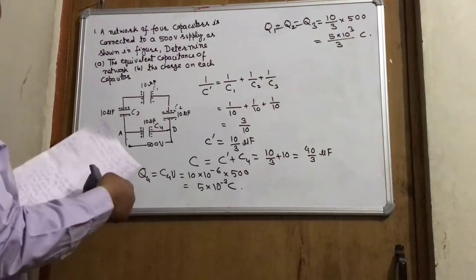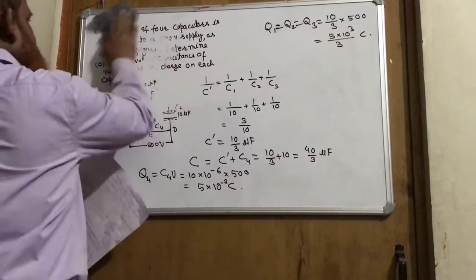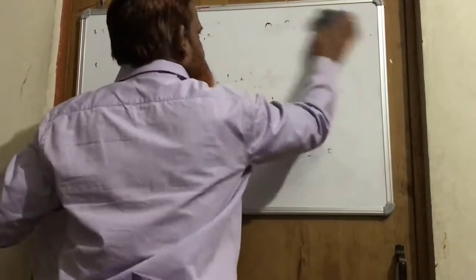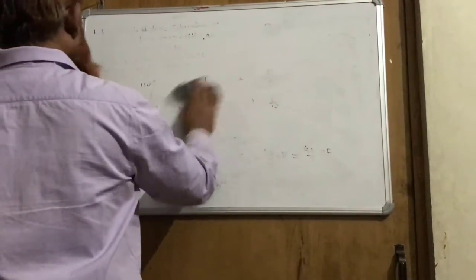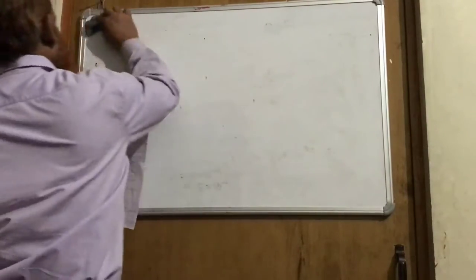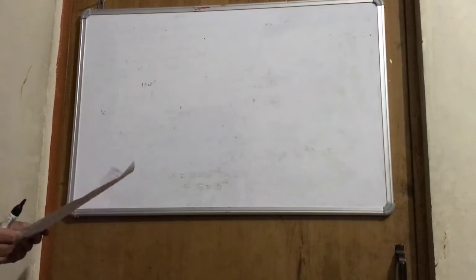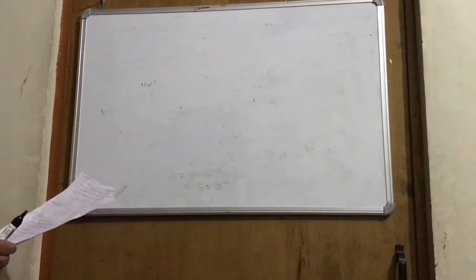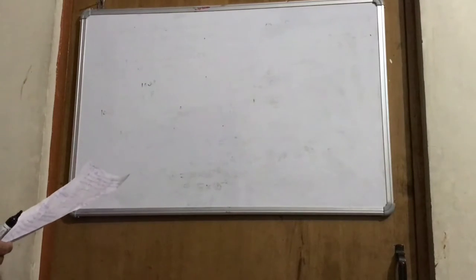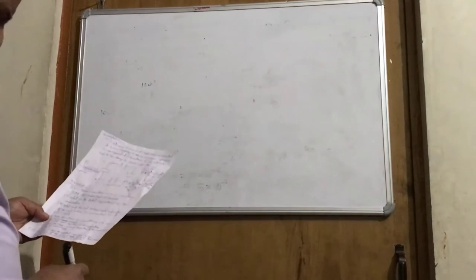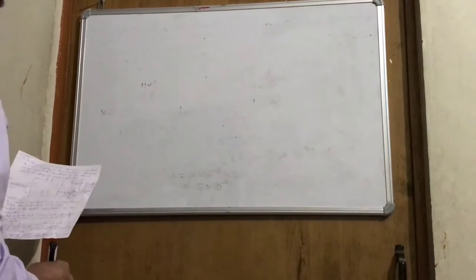Now the next question, which is an exercise, exercise question number 2.6. You can see your textbook. The question is: three capacitors, each of capacitance 9 picofarad, are connected in series. What is the total capacitance of the combination? And part B is, what is the potential difference across each capacitor if the combination is connected to a 120 volt supply?